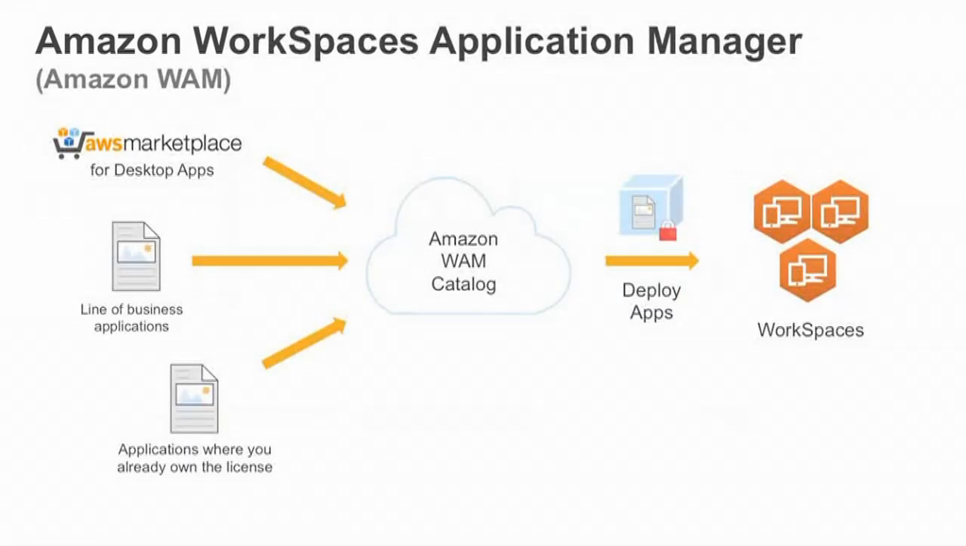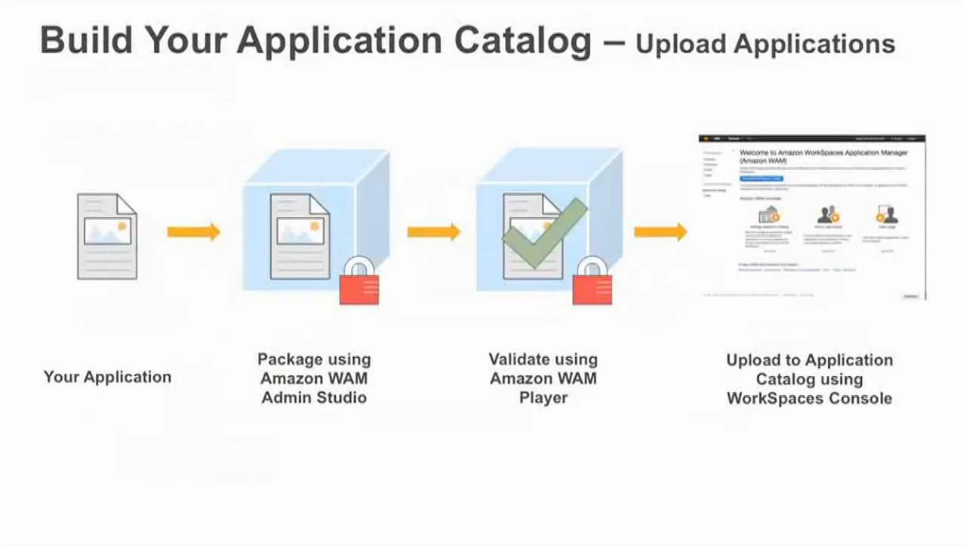In terms of a process workflow, there are three sources, of course, for these apps: AWS Marketplace, line of business apps, and apps where you own the license. These are populated in the Amazon WAM catalog that is specific to your account. And from your own catalog, you can then deploy these applications to workspaces.